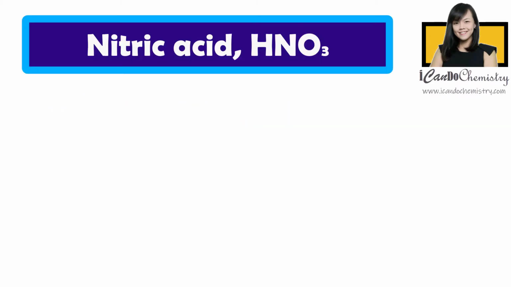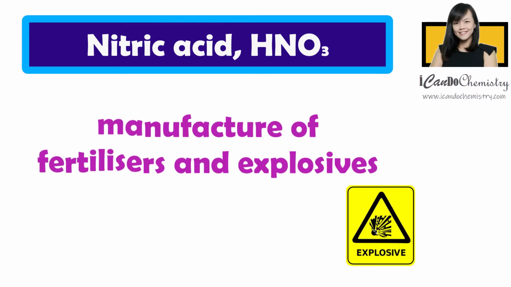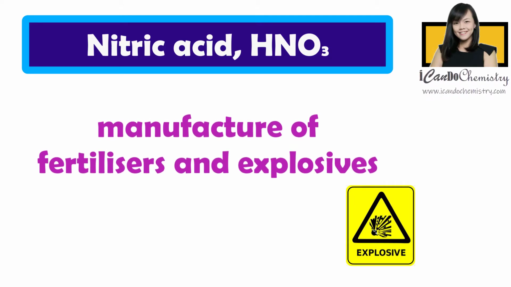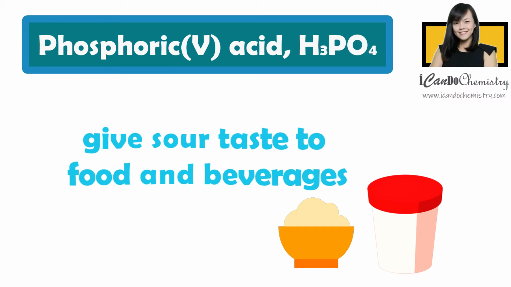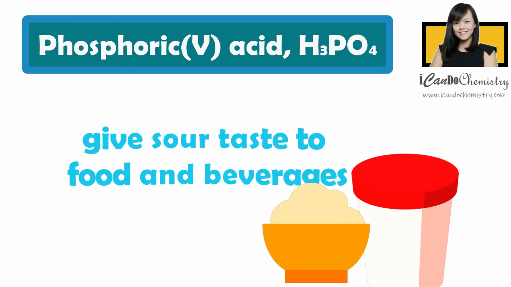Number 22. Nitric acid. Chemical formula HNO3. Nitric acid is an important industrial chemical for the manufacture of fertilizers and explosives. Number 23. Phosphoric acid. Chemical formula H3PO4. Phosphoric acid is added to food and beverages to give them the sour taste.